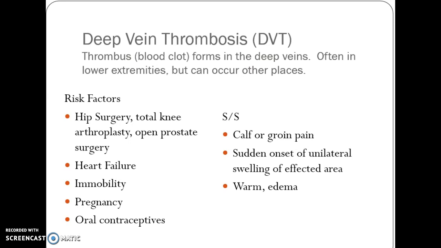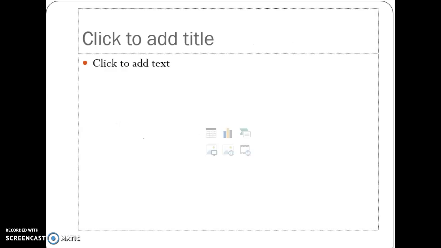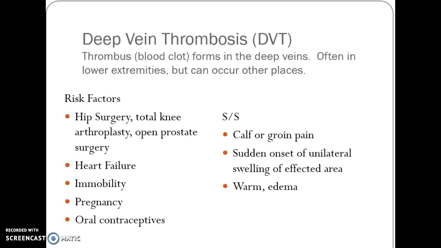Pregnancy, your body's preparing to deliver a baby, preparing to deliver a placenta, so the clotting factors are higher. If you take birth control pills, with smoking, it's even worse. Signs and symptoms are calf or groin pain, depending on where the DVT is, and it's pretty significant pain that does not go away with movement. Sudden or unilateral swelling of the affected area is also very common.